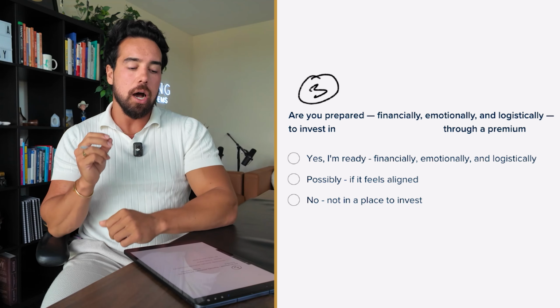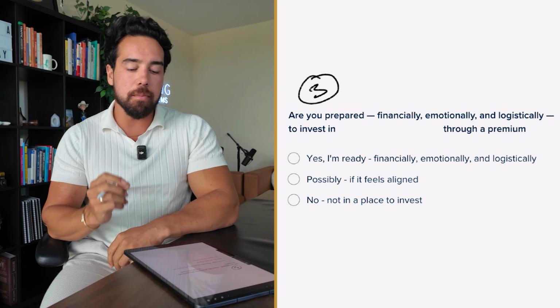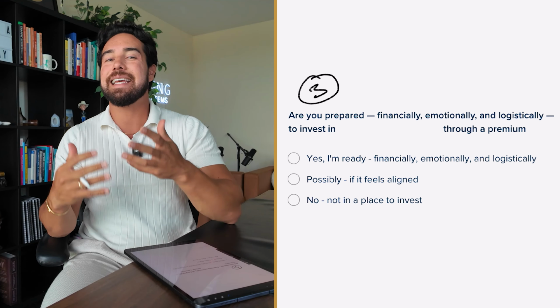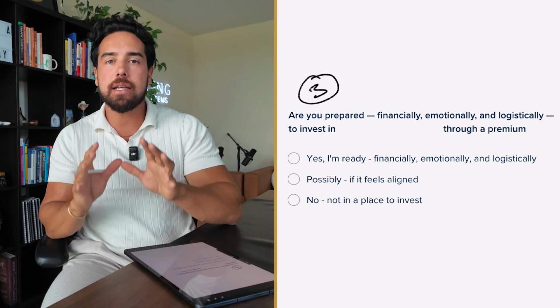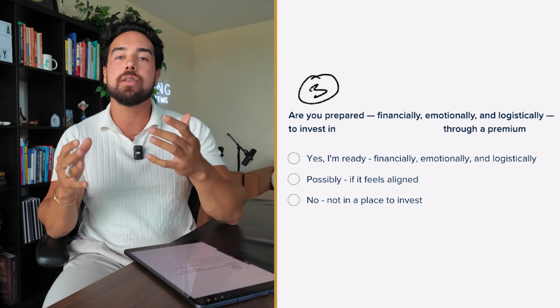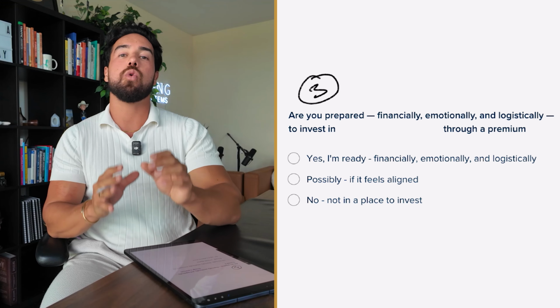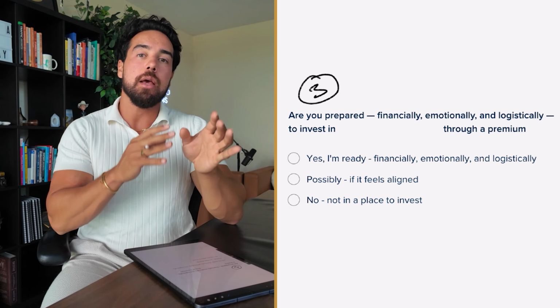For example, here it says, are you prepared financially, emotionally, and logistically to invest in this service? And by asking this question, what you're essentially doing is seeing how much content or how much information they've consumed before they book that sales call. For example, we know that if a prospect has watched a couple of our YouTube videos before they book their sales call, they're way more likely to say that they are ready to invest, which of course correlates directly with how many of these people actually pay in full.